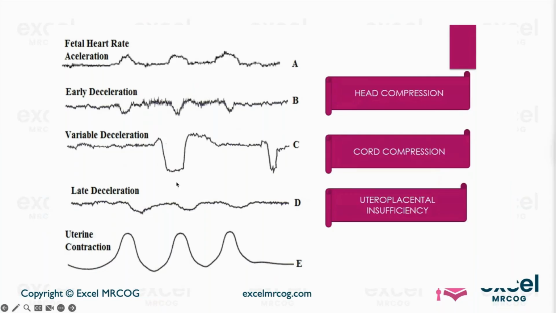Now, cord compression doesn't really come and go with the contractions, right? Unlike uteroplacental insufficiency and head compression, which are connected to your uterine contraction, cord compressions can come and go a little more randomly, and because of that the effect is also a bit random. They can be anytime: before a contraction, during a contraction, after a contraction. They generally don't correlate with the contractions. So that is variable deceleration.